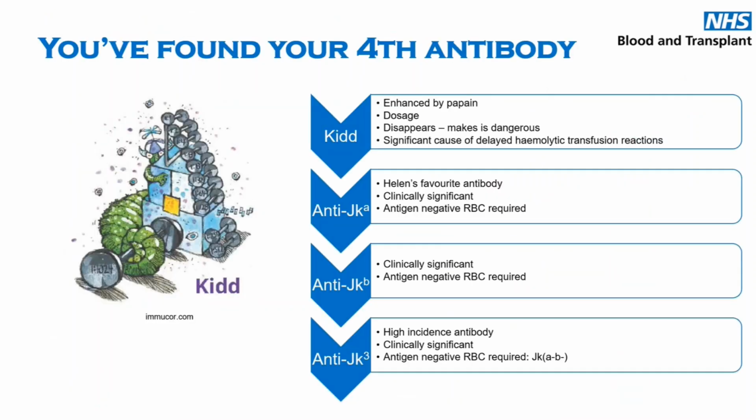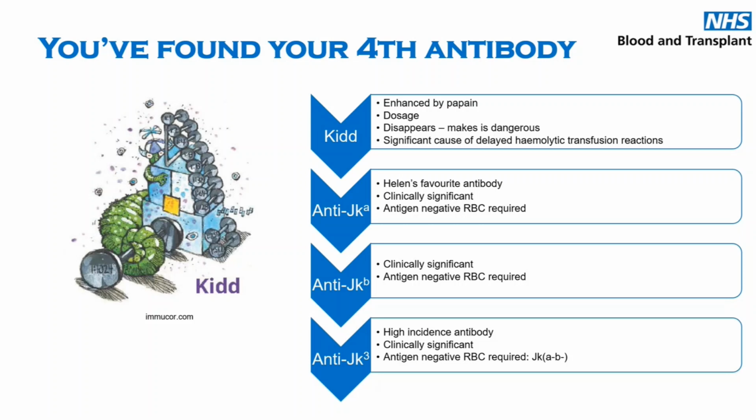So we found for forth antibody. Kidd antibodies enhanced by papain can show dosage. Kidd antibodies can disappear. So you might hear that they're really dangerous, and you can see this in the little picture, it's hiding there. You can have a high titer of, say, anti-JKa, and the next time you see the patient, it's gone to such low levels that you can't detect it anymore.